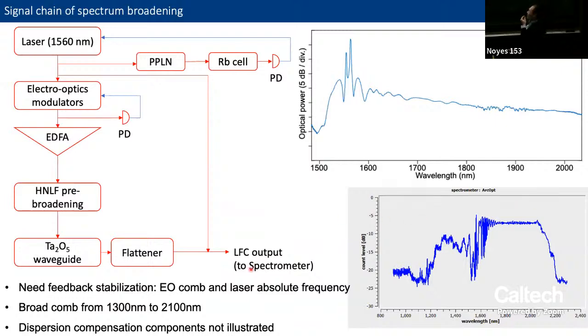This is what we intentionally did with a flattener. It's effectively a wave shaper. It's a spatial light modulator actually, but similar to a wave shaper. So this flat spectrum is more favorable for astronomers because they can have a stable intensity or photon counts along their spectrum.